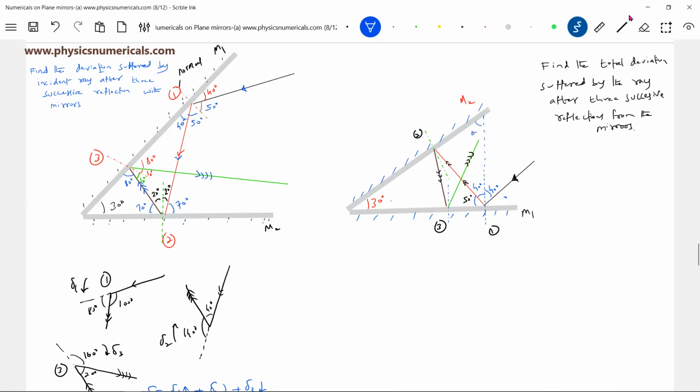90, 30. This will be 60. 60 and this is 40. Undo a little bit. So this angle will be 80. I think this is a very, very important thing here. After getting this, it will be quite easier. If this is 80, this angle will be 10 degrees.